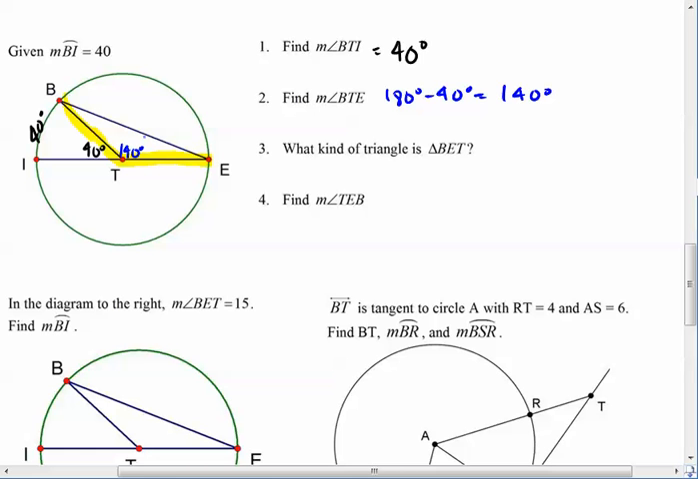All right, next, what kind of triangle is triangle BET? Well, you can see that there's a large obtuse angle, 140 degrees. So it's obtuse. But even more than that, we've got something else going on. Look at BT, look at ET.